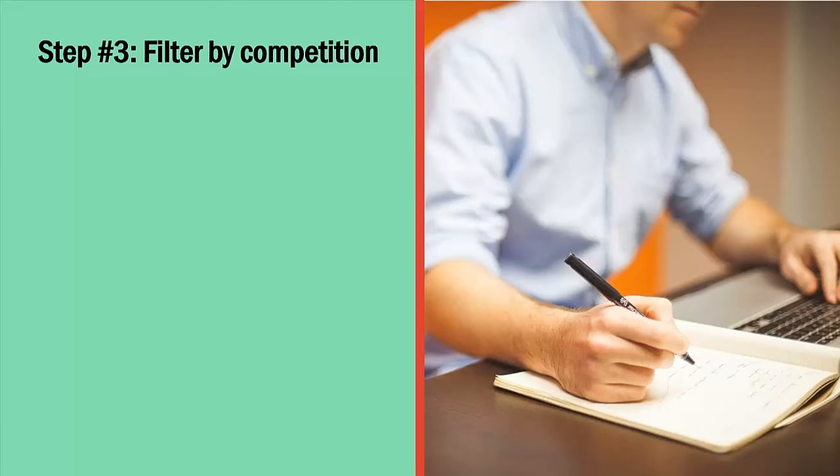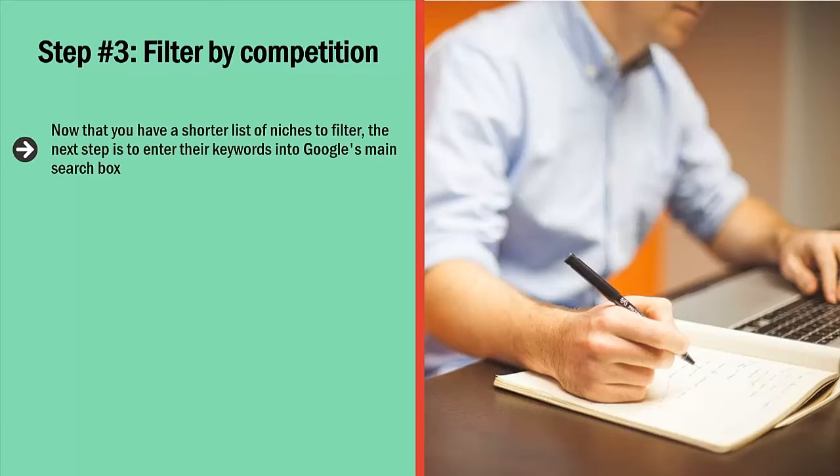Step number 3, filter by competition. Now that you have a shorter list of niches to filter, the next step is to enter their keywords into Google's main search box. When you enter a search phrase into Google, you will get results, but at the top left corner, Google will inform you how many pages target that search phrase.